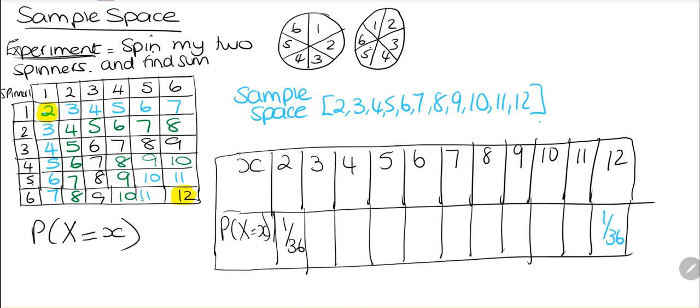So if we look at our 3s, we have 2 3s. So this is 2 out of 36. We could simplify it, but I'm just going to leave it as 2 out of 36. And then if we look at 11s, so our 11s here, we have 2 out of 36, which again we could write as 1 over 18. So scoring a 4. If we look at scoring a 4, we've got 3. So this is 3 out of 36, or we could write it as 1 over 12.